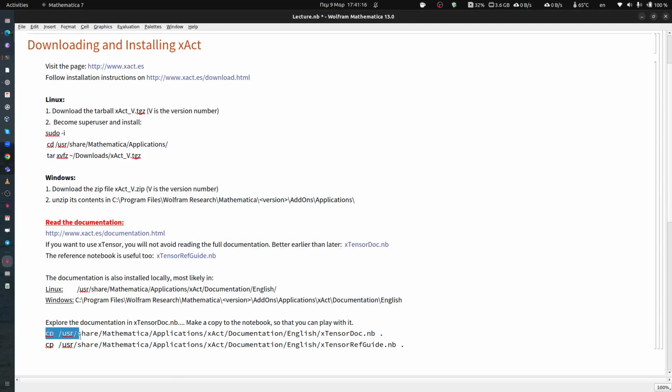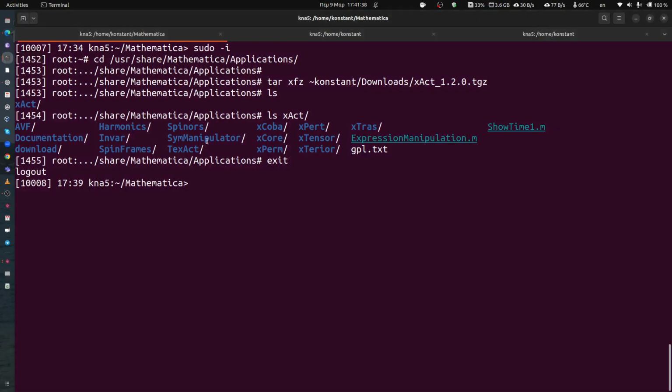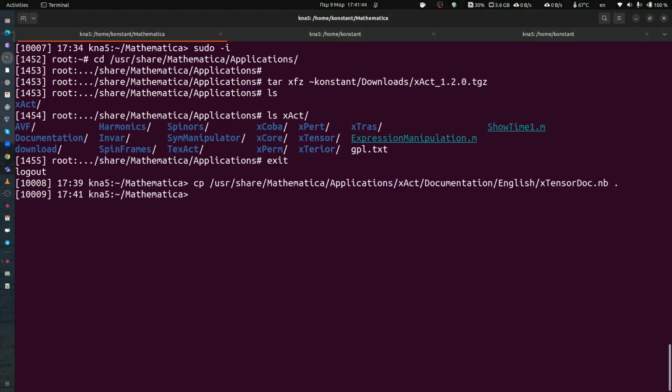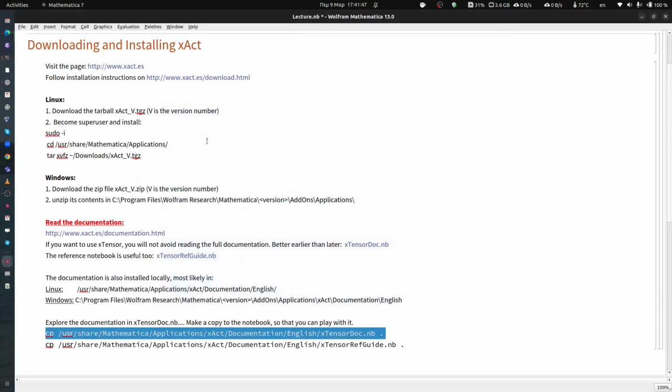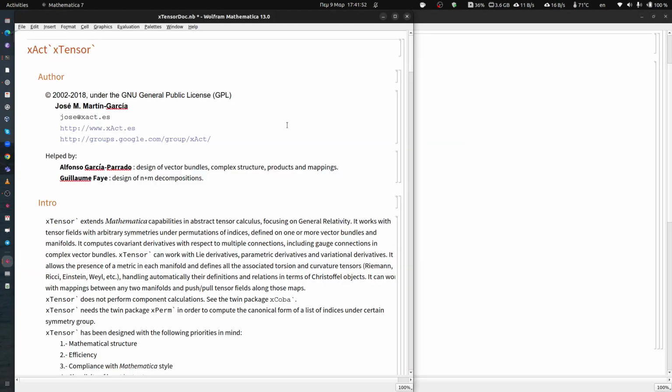In order to read them, it is a good idea that you make a temporary copy, because when you open them with Mathematica, you might run things and change the contents. So always open a temporary copy of those documentation notebooks. Let me make a copy here for the xTensor doc, and then I can use Mathematica to open it, and this is how it looks like.